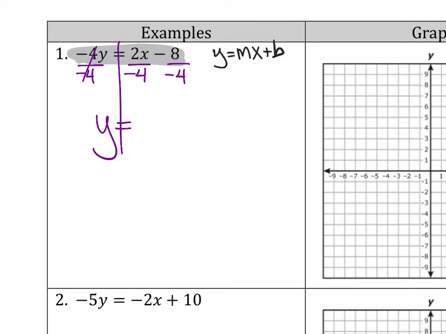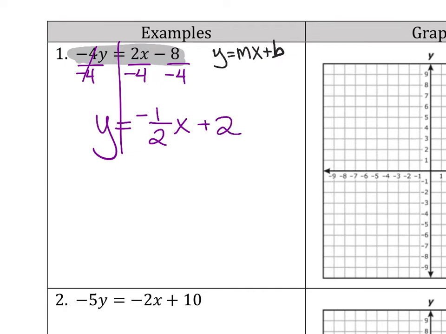And then you have 2 divided by -4. In your brain or in your calculator, can someone reduce 2 divided by -4 for me? Negative 1/2. Okay. That has an x next to it. And then -8 divided by -4. Negative divided by negative is a positive 2.